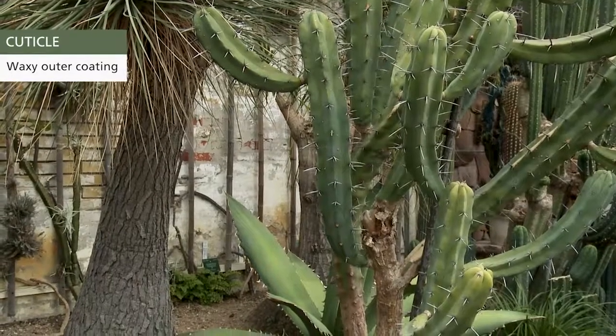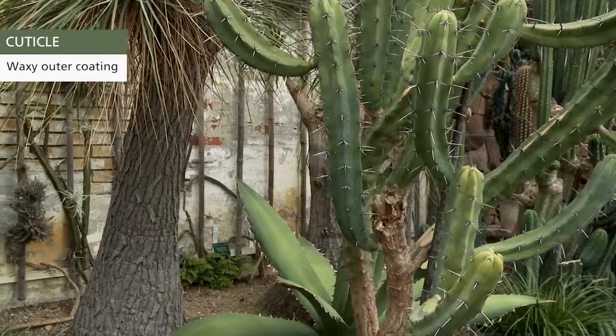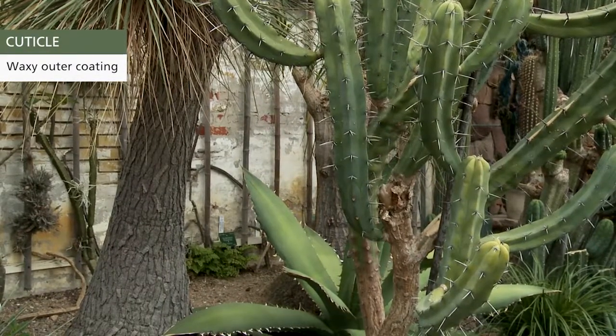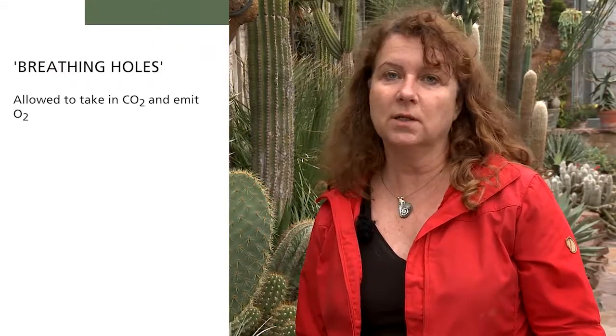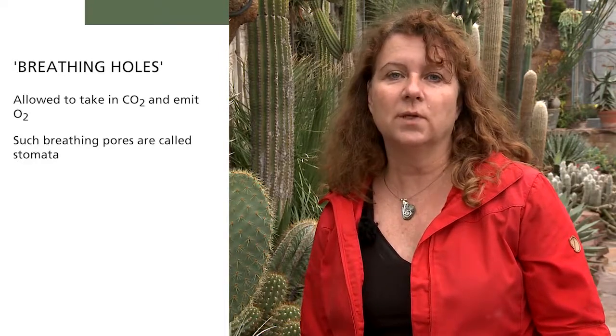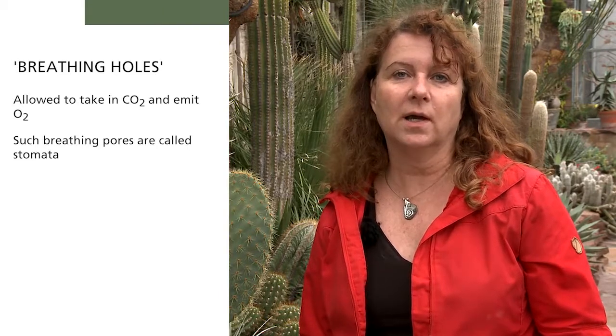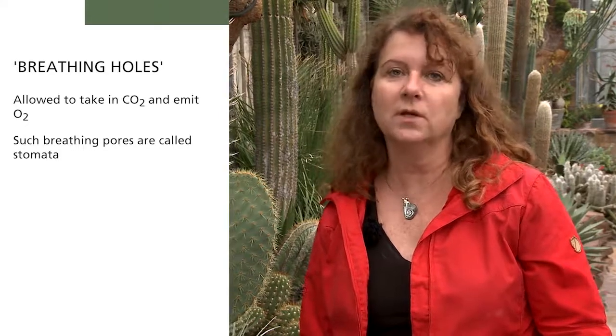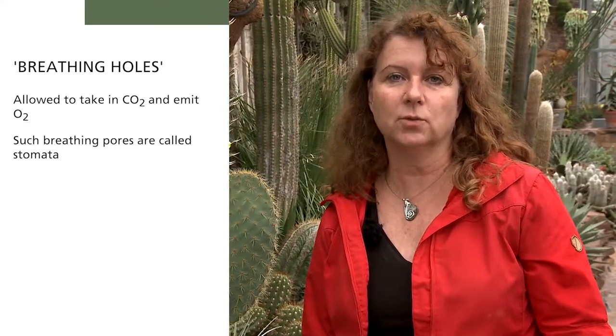Land plants also developed a waxy outer layer called cuticle. This coating provides a protective shield to the plants to minimize water loss through evaporation. However, evolving a protective cuticle meant that plants also needed breathing holes, so that they could take in carbon dioxide and emit oxygen. Such breathing pores are called stomata, and they are flanked by guard cells that expand or contract to regulate the flow of gases to the plant's tissue.